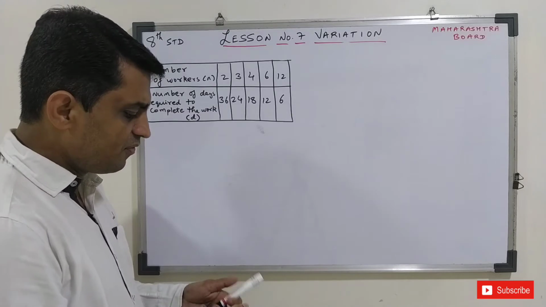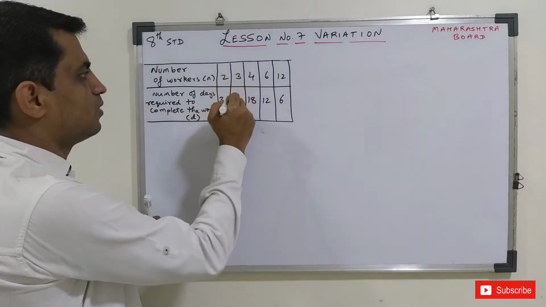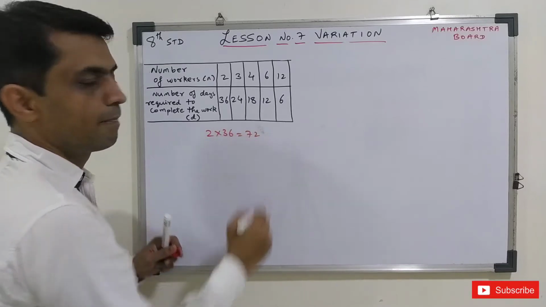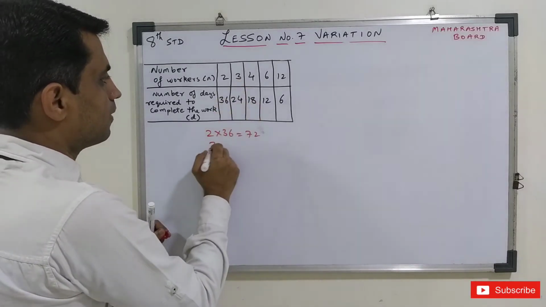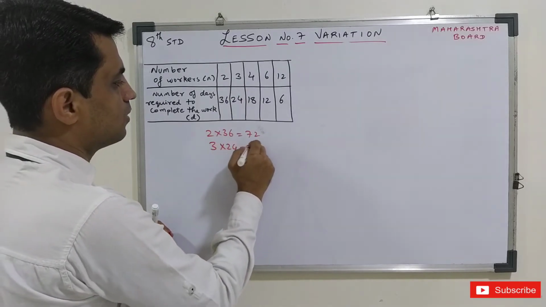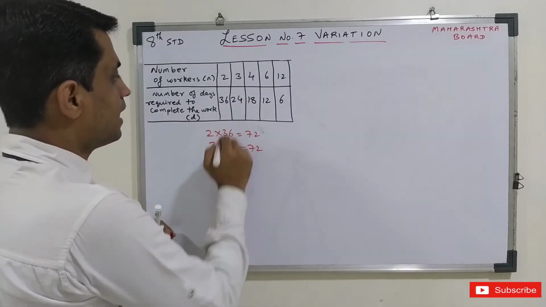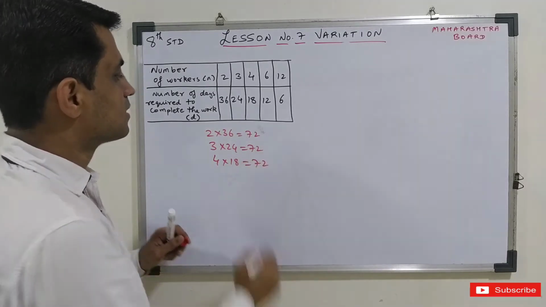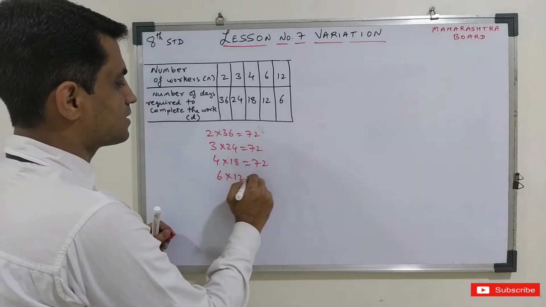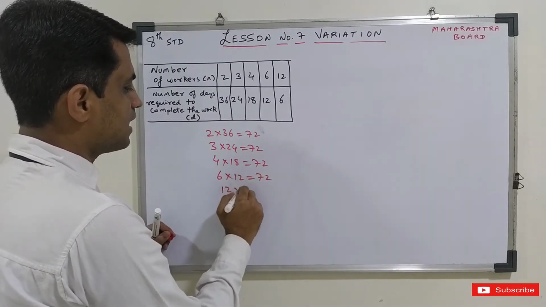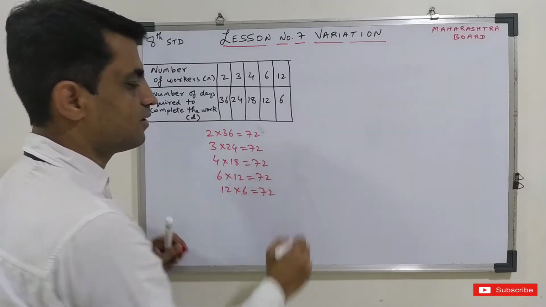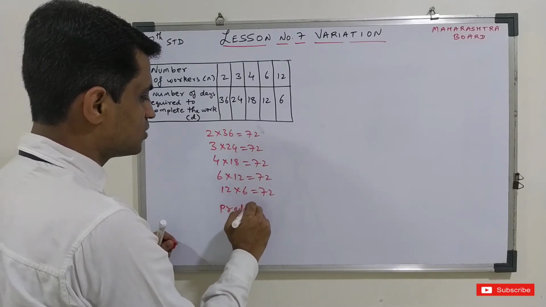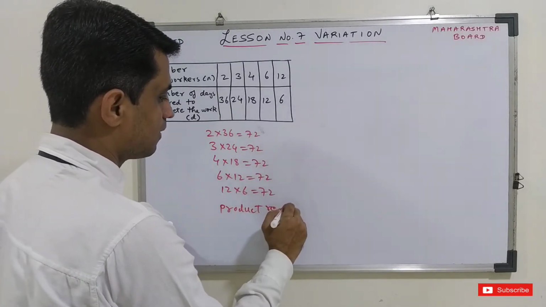Now if you see here, the product of 2 into 36 is 72. 3 into 24, here also the product is 72. Then 4 into 18, here also the product is 72. 6 into 12, here also the product is 72. 12 into 6, here also the product is 72. It means the product remains constant. What is the conclusion? The product remains constant.